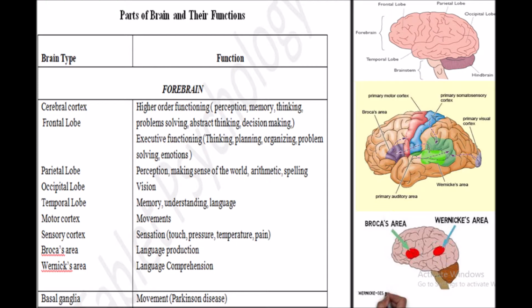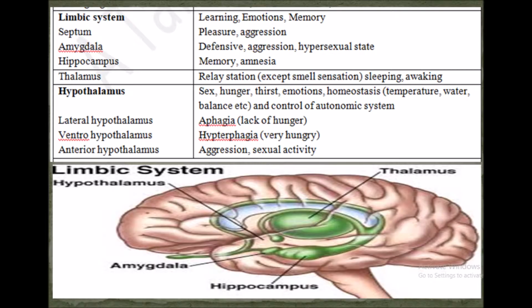After that, basal ganglia. This is a major part of the forebrain. The basal ganglia is responsible for the movement of the body. When any disturbance is created in basal ganglia, it can become the cause of Parkinson disease. After that, limbic system. This is also a major part of the forebrain, which is responsible for controlling learning, emotions, and memory of the person. You can divide the limbic system into three major parts: septum, amygdala, and hippocampus.